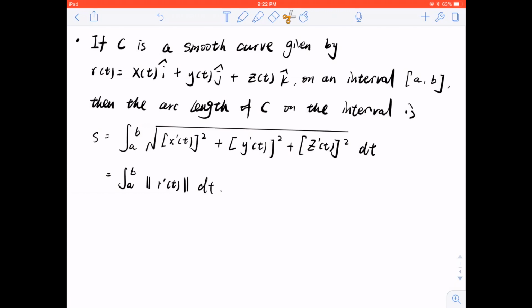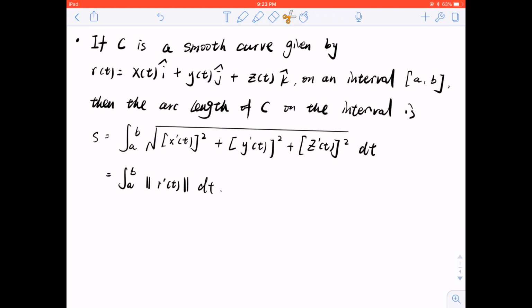Basically, if C is a smooth curve given by r(t) equals x(t) i plus y(t) j plus z(t) k on the closed interval from a to b, then the arc length of C on the interval is just arc length s equals the integral from a to b of the square root of the derivative of x squared plus the derivative of y squared plus the derivative of z squared. And that huge chunk of formula is essentially just the integral of the magnitude of the derivative of the curve function r(t) from a to b.